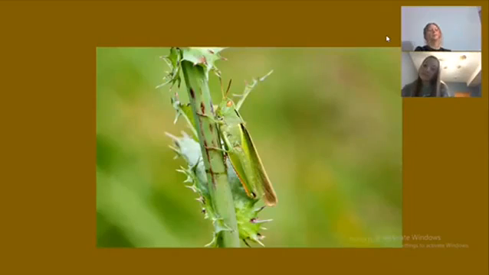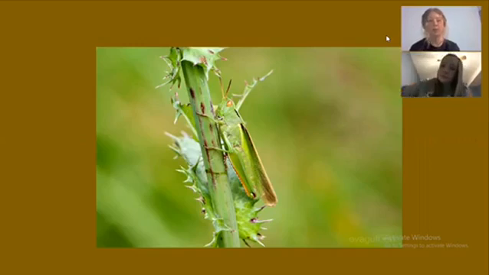So what do you guys see here? This is a grasshopper, and how is the grasshopper using camouflage? This grasshopper is using its green color to blend in with the stems and the leaves. It's okay. You can go to the next slide.